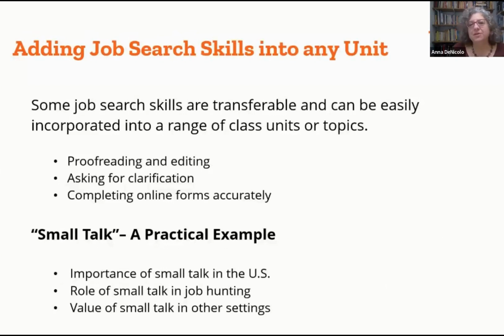So many job search skills are transferable. So for example, proofreading and editing. Now, in the communicative approach, we may not be emphasizing a whole lot of writing, but often, at least with Ventures, which is the book that we're going to be working with, there is a little bit of writing. Proofreading each other's work, exchanging work with others, or proofreading one's own work is extremely helpful and an important skill that students can use in the job search process for their resumes, their cover letters, and most importantly, their applications.